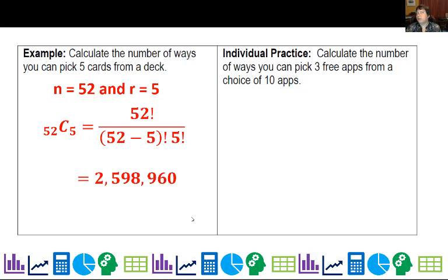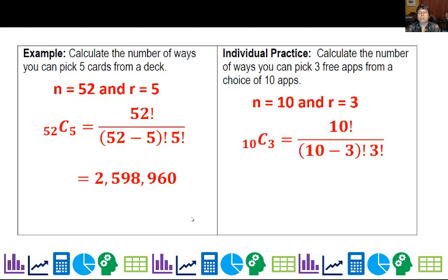Calculate the number of ways you can pick 3 free apps from a choice of 10 apps. You don't really care what order you installed them. I'm sure you don't remember what order you installed all your apps on your phone in. So it's just as long as you get those 3 apps. So order doesn't matter. It's a combination. We have 10 to choose from. We're taking 3. So it's 10C3. And that gives us 120 different ways.